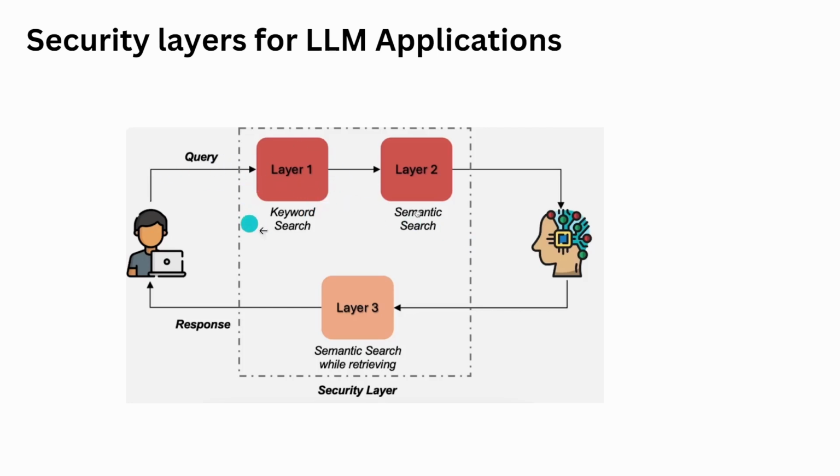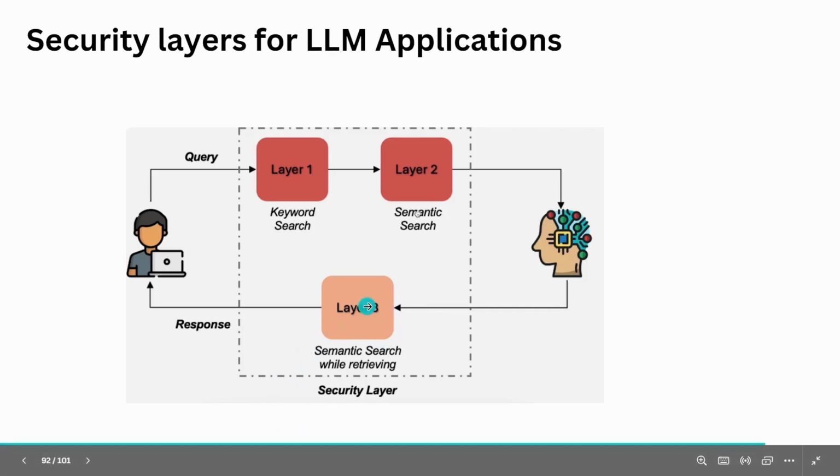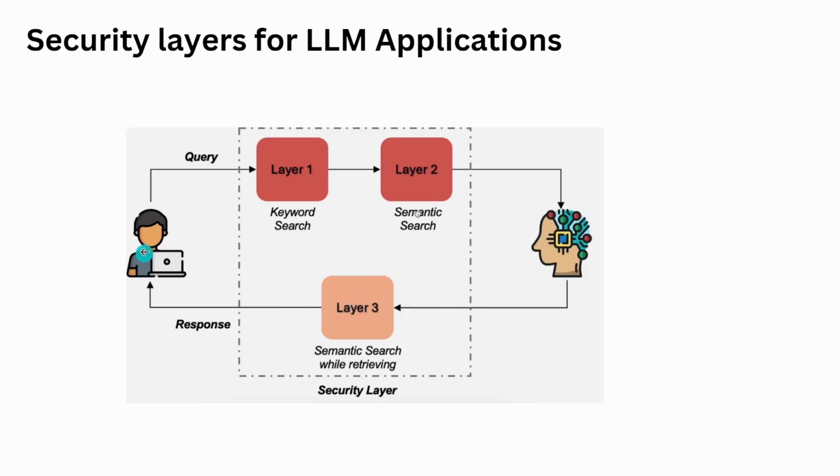During the query, you do the keyword search. If a particular keyword is mentioned in that query, then you return the response. If it is not, then you pass it to layer 2. There it does the semantic search with the predefined prompts. If it is matched, then you return, otherwise you retrieve the data or pass it to the LLM model. The LLM generates the answer. Again, you do a semantic search on the retrieved data. If anything is similar to the predefined prompts, then you won't answer. If it is not, then you respond to the user. So that was the way to build a security layer for an LLM application.